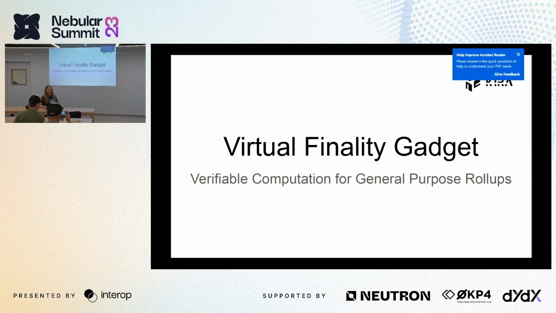Right, hello everyone. Today we are going to be talking about Virtual Finality Gadget, which is a mechanism that enables general purpose rollups to achieve finality on the base layer. And this is actually a non-technical talk.